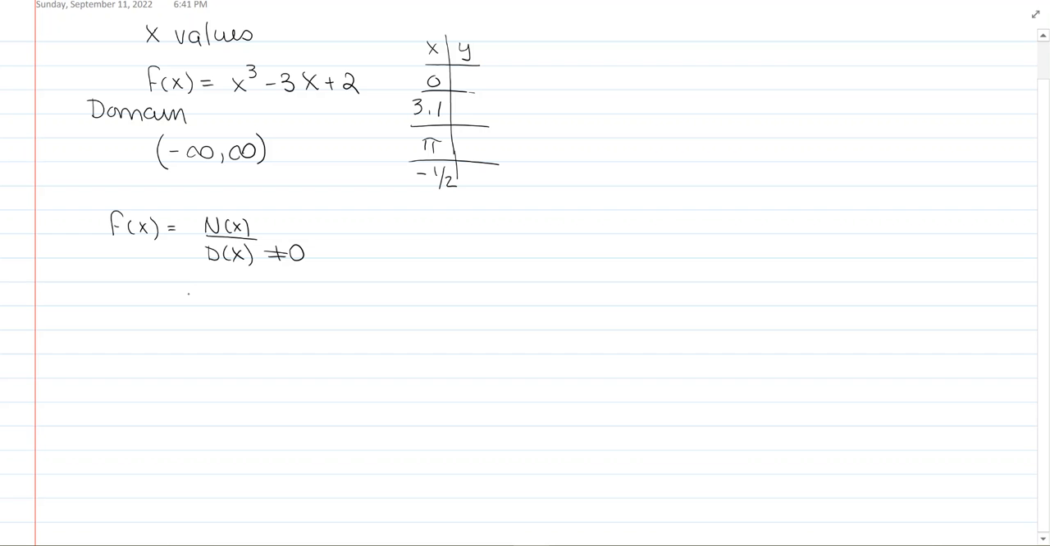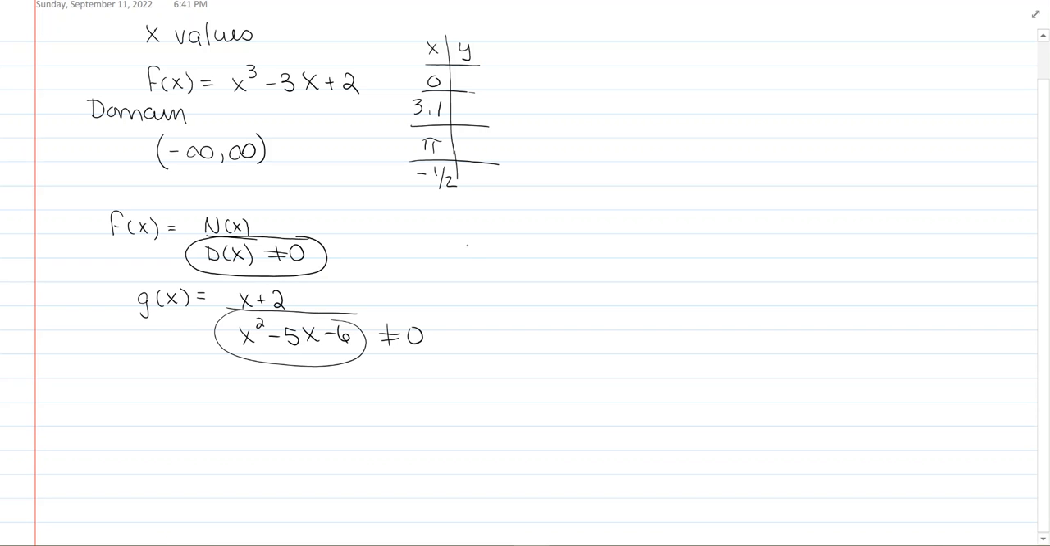So for example, if I have a function g of x equals x plus 2 over x squared minus 5x minus 6, I want to avoid numbers that are going to make this denominator 0. So I don't want it to be 0. That's why I set it not equal to 0. The numerator can be anything you want. There's no issue with the numerator. It's the denominator that can't be 0. So I set my denominator not equal to 0.